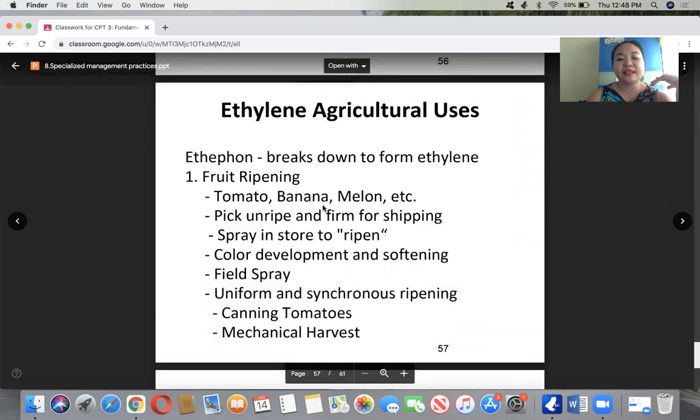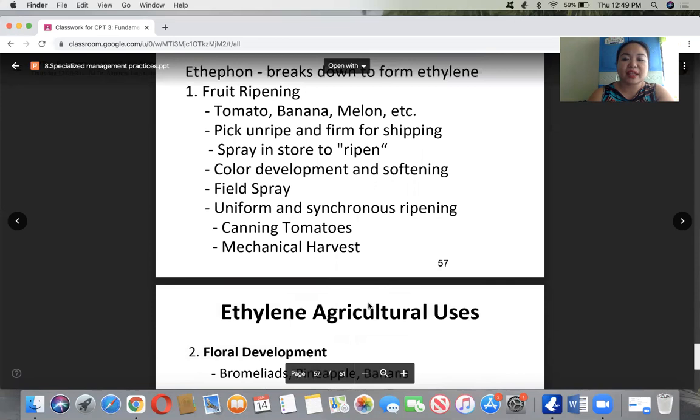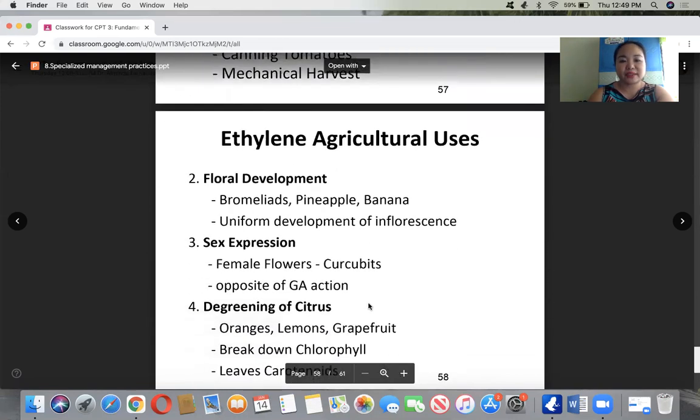For ethylene, we have the so-called ethephon, which breaks down to form ethylene. And these are used for fruit ripening of the following crops, like tomato, banana, and more, picked ripe and firm for shipping. And they are sprayed in store to ripen, for color development and softening. And usually field spray for uniform and synchronous ripening for canning tomatoes and mechanical harvest.